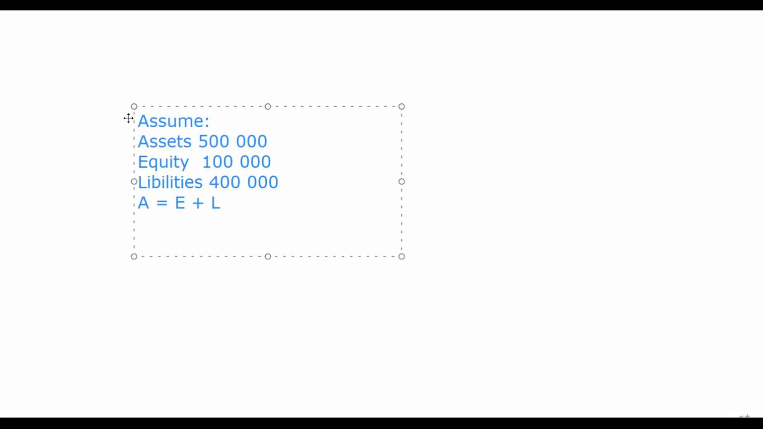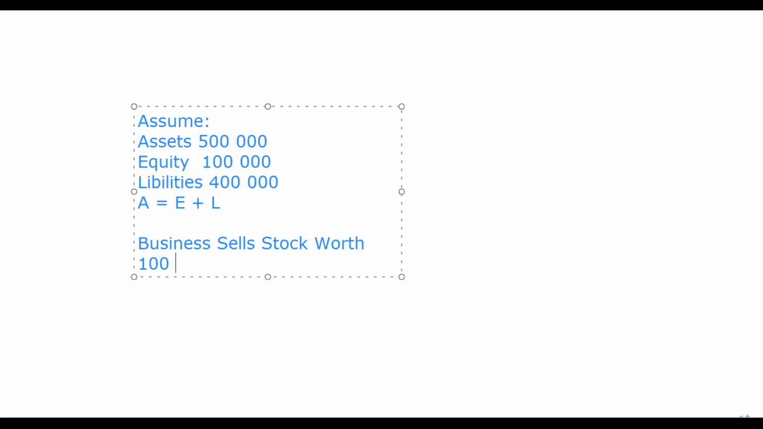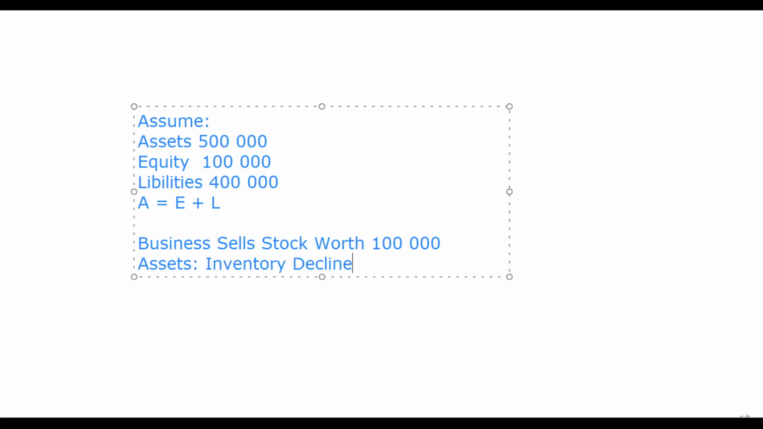For example, let's say the business sells stock worth 100,000 rand. That's what the business has done. They've sold stock worth 100,000 rand. So how does that affect assets, equity, and liabilities? Let's start with assets. If you sell stock, stock or inventory is part of assets. So there is an inventory decline of 100,000 rand. That's your first impact.